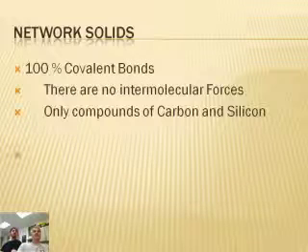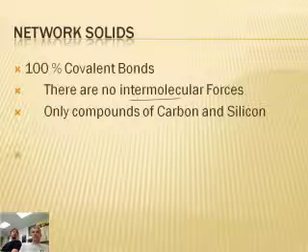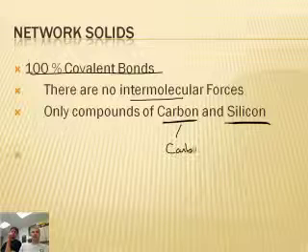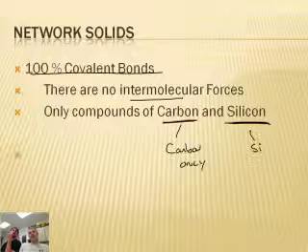Now, one more thing that we want to cover is the network solids. A network solid is a substance that does not have intermolecular forces, none of them. It's all covalent bonds, 100% covalent bonds. And these only happen with compounds of carbon and silicon. Now we need to be careful. It's not any compound with carbon in it. It's a compound of pure carbon only. And with silicon, it's usually silicon and oxygen.